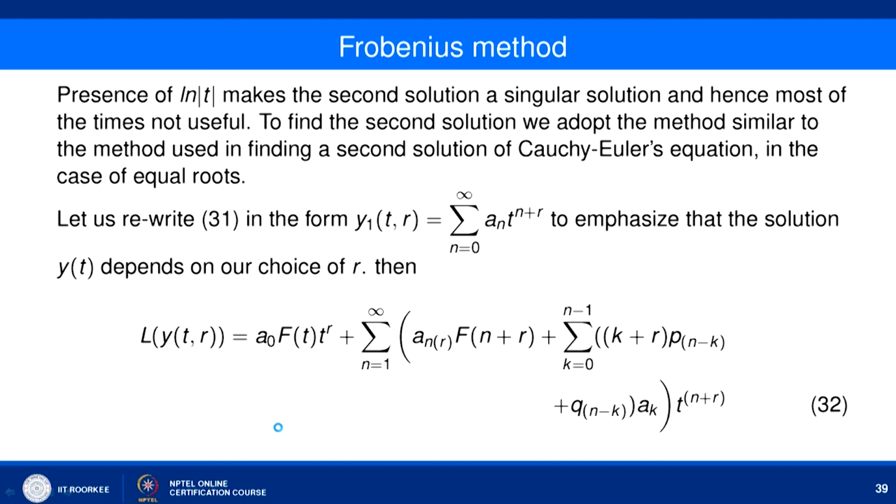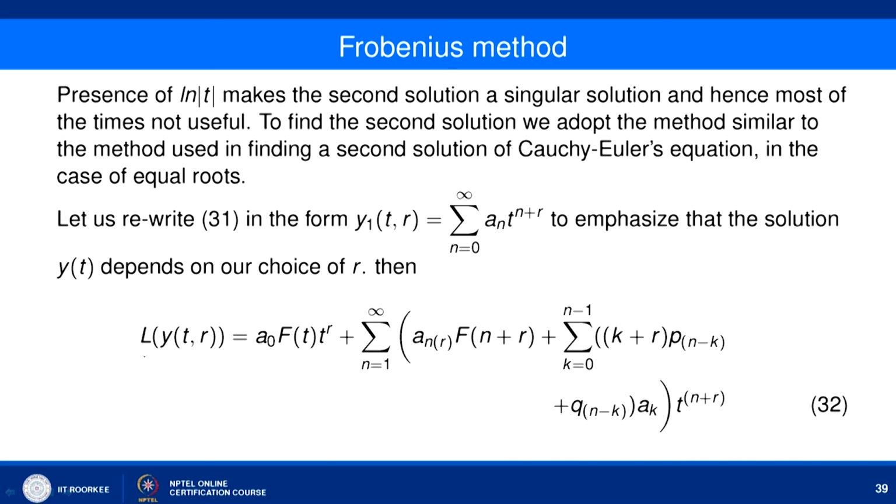To find the second solution we adopt a method similar to the method used in finding a second solution of the Cauchy-Euler equation. So, let us rewrite our equation 31 in the form that y1(t, r) is given as the sum from n equal to 0 to infinity of a_n t to the power n plus r, to emphasize that the solution y(t) depends on our choice of r. When you take r equal to r1 we have a solution, when we take r equal to r2 we have another solution.